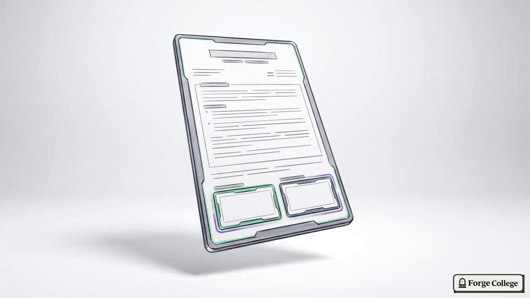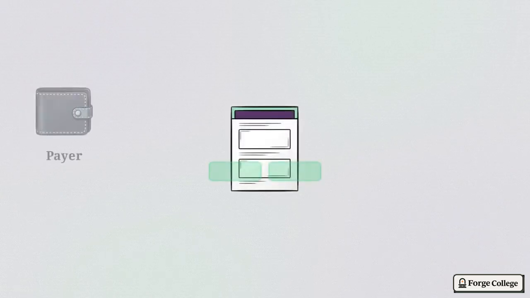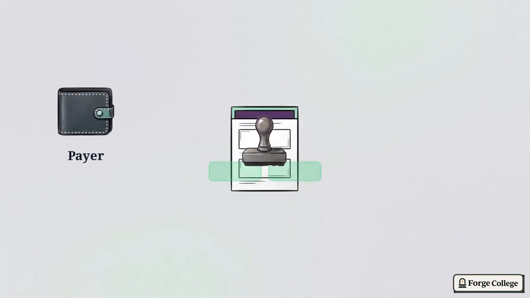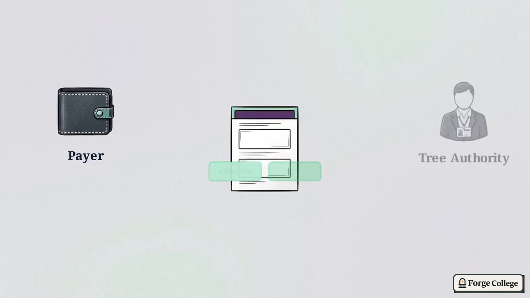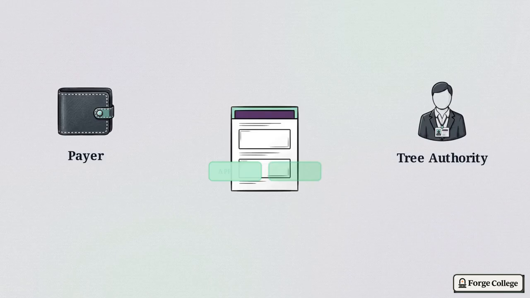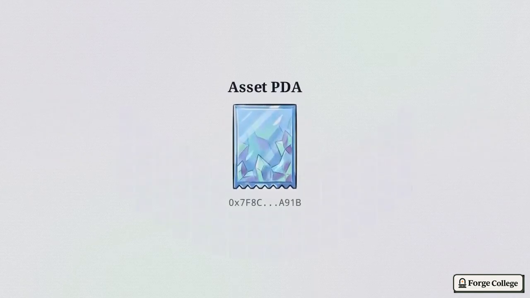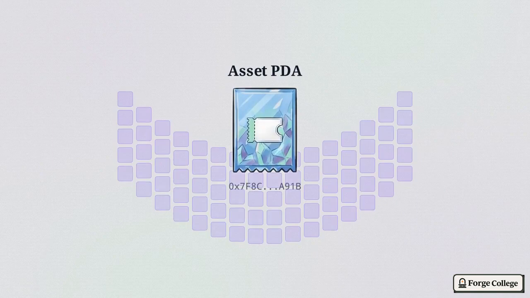We are now at the final step: getting the necessary approvals to finalize the seat assignment. We need specific signatures for this to work. First is the payer, who covers the tiny network fee. Second is the tree authority, acting as the stadium manager. Two separate managers provide a digital sign-off. When these signatures clear, the system creates an asset PDA, a permanent, verifiable digital ticket stub proving who owns the seat.